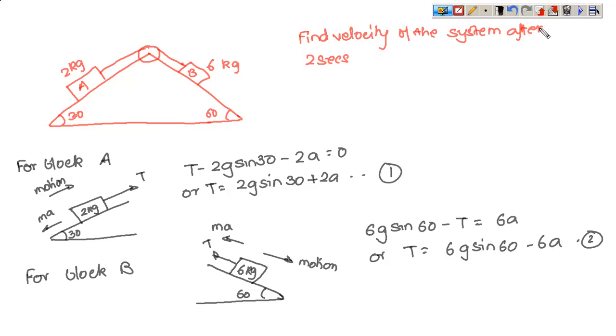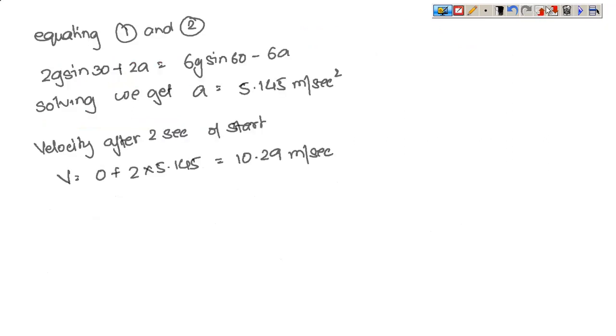So now you have two equations, both represent the tension. So now let us equate 1 and 2. So you have 2g sine 30 plus 2a is equal to 6g sine 60 minus 6a. If you solve, you get the value of a as 5.145 meter per second square. You need to only find out acceleration because that is the only variable left in the problem.